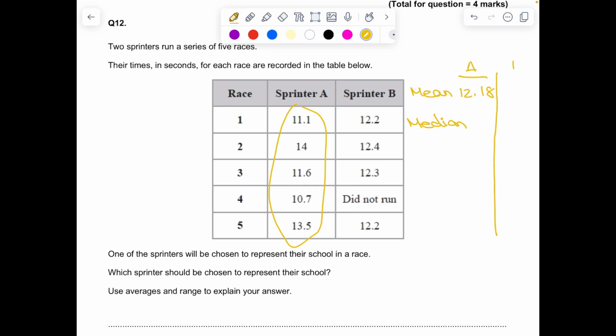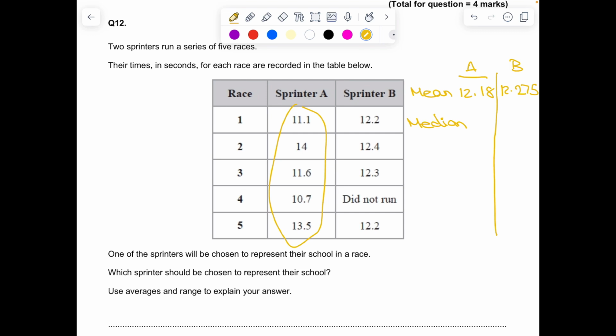Okay, for sprinter B, remember I'm only doing it out of 4 races because he didn't run race 4. So I'm going to do 12.2 plus 12.4 plus 12.3 plus 12.2, and I'm going to divide it by 4 instead, which gives me a mean of 12.275. Okay, so I found the mean, and that should be enough, but I can also find the median.